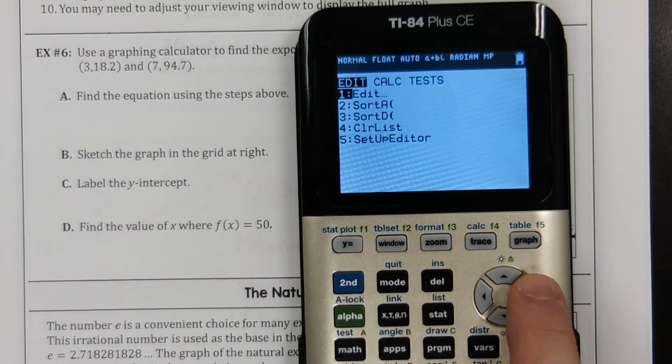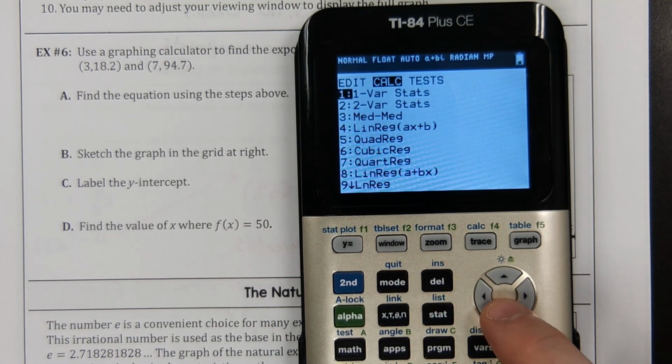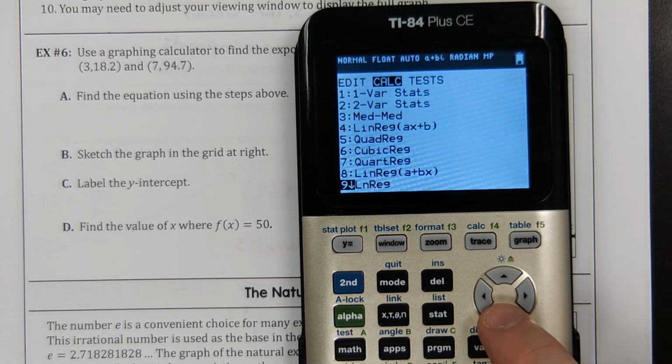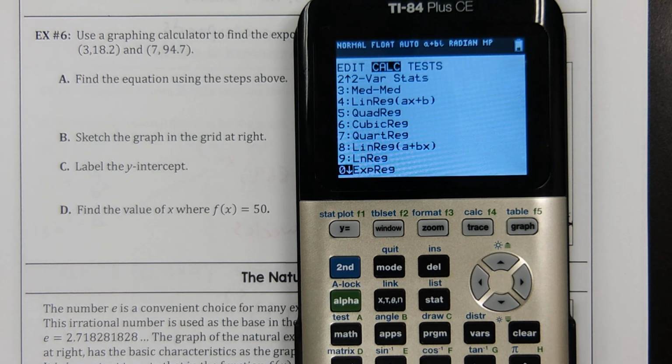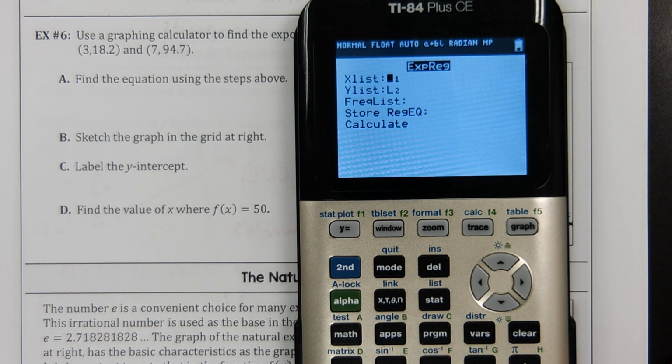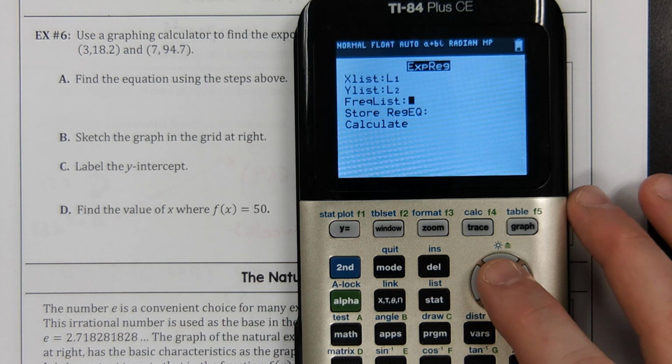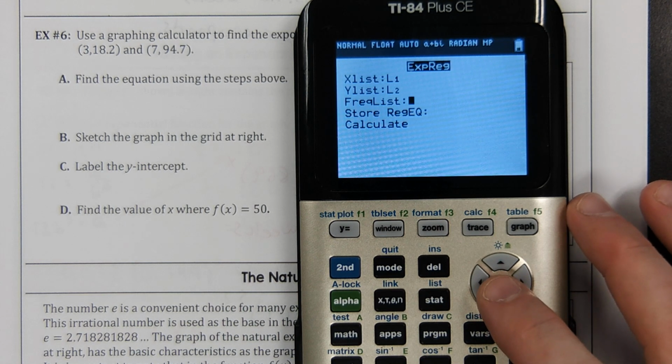So stat, calc, and scroll down to exponential regression. If you're good at memorizing shortcuts, it's shortcut 0. But you don't have to know that. You can just scroll until you find it. Hit enter. Make sure your X list is L1, your Y list is L2. Make sure you have nothing in frequency list. That's for probability and stats. We're not doing that this year.